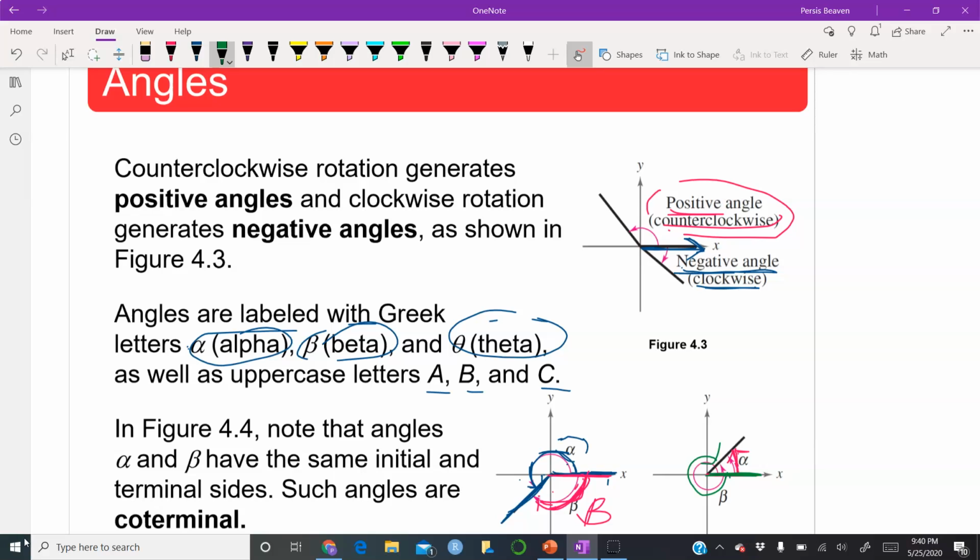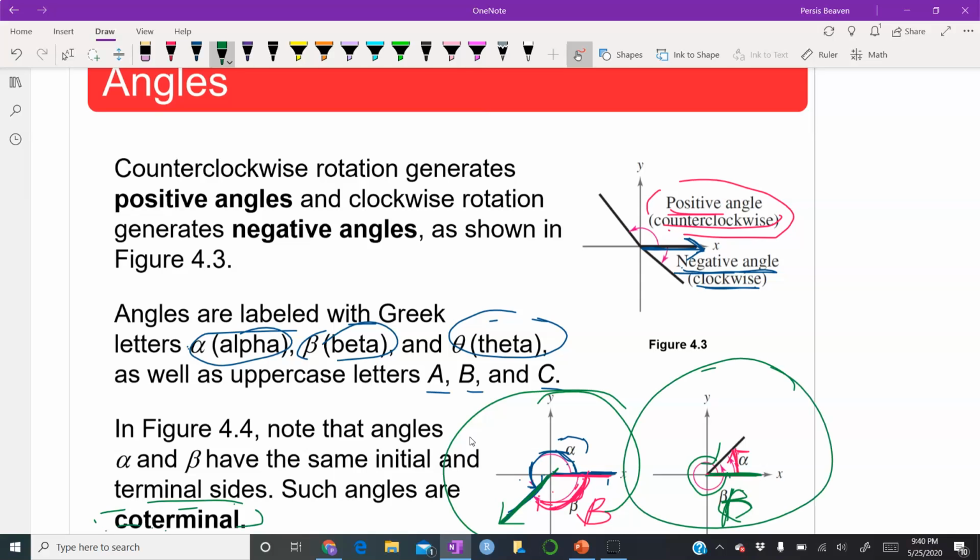So those two angles that we were discussing, let's consider this first one, case one. For that one, alpha is a positive angle and beta is a negative angle, but because they do have the same terminal side, they're considered to be coterminal.